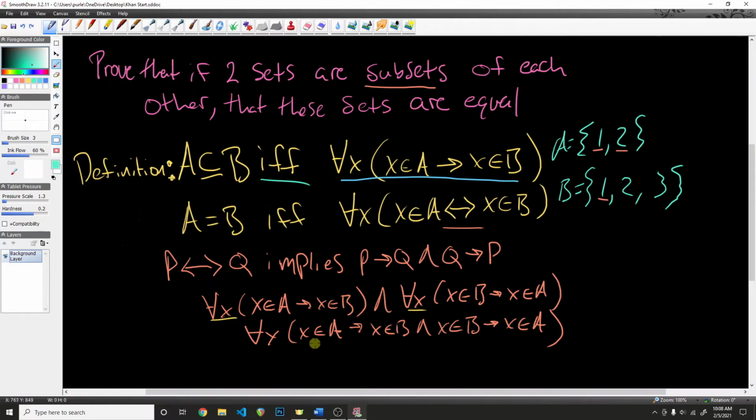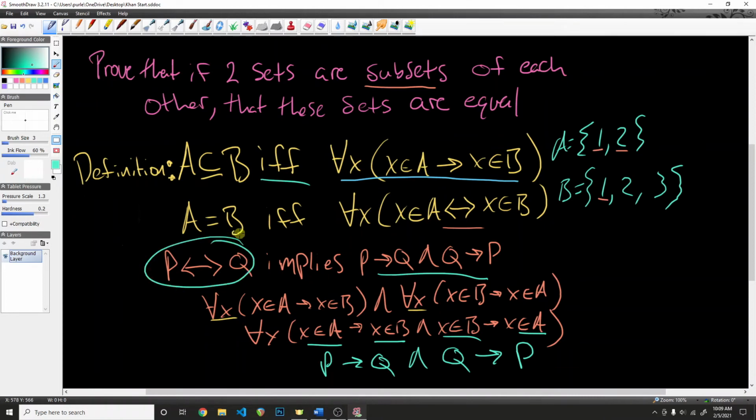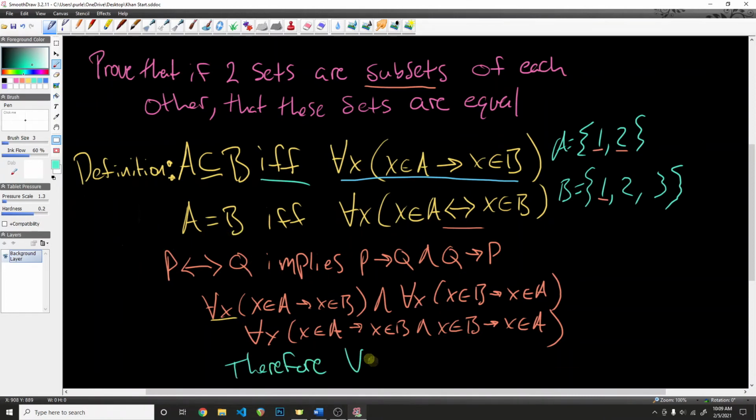But what we can see here is that we have this P implies Q, and we have Q implies P. And because we have this format, we can just say that it fits our definition here. P implies Q and Q implies P basically means that we have a biconditional. Therefore, for all elements X, if X is a member of A, it is true that X is also a member of B. And we're done.